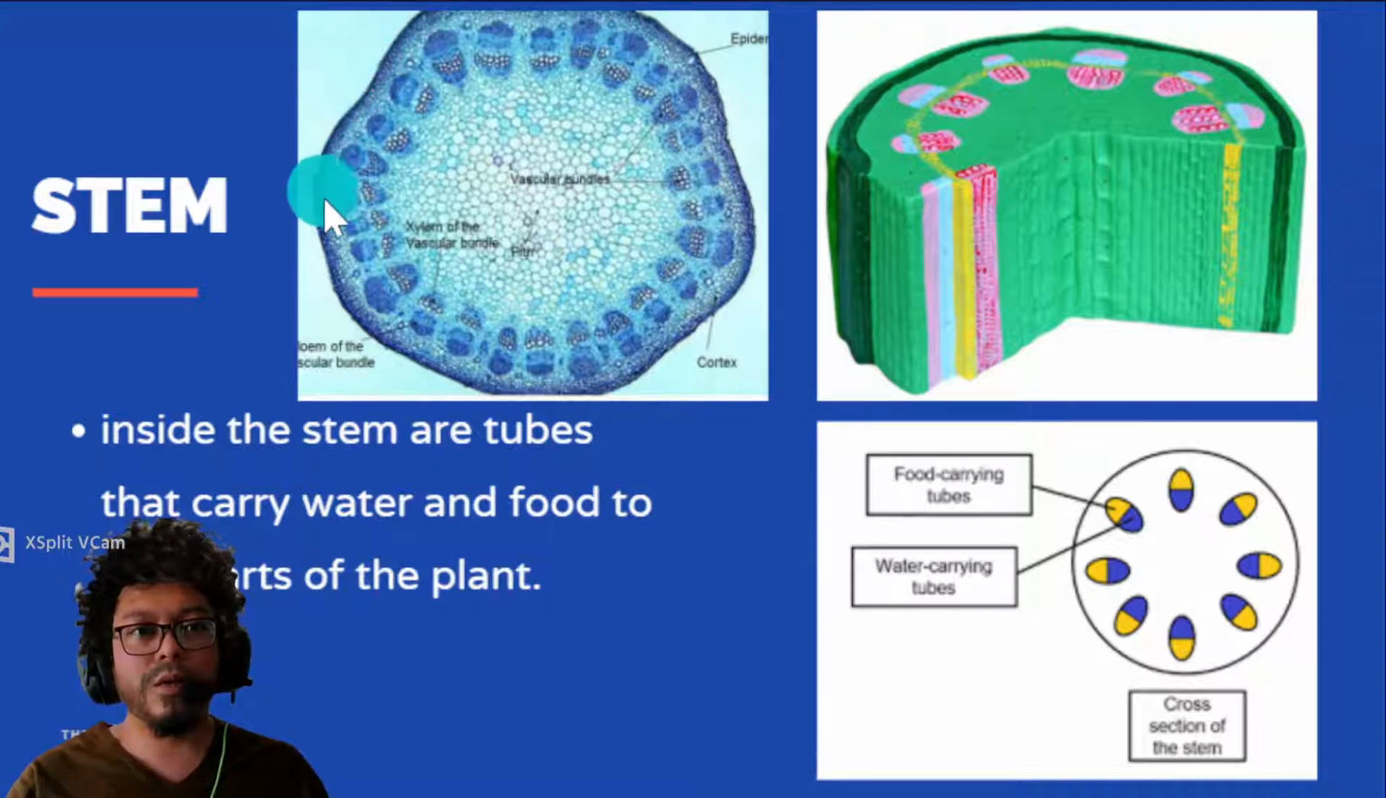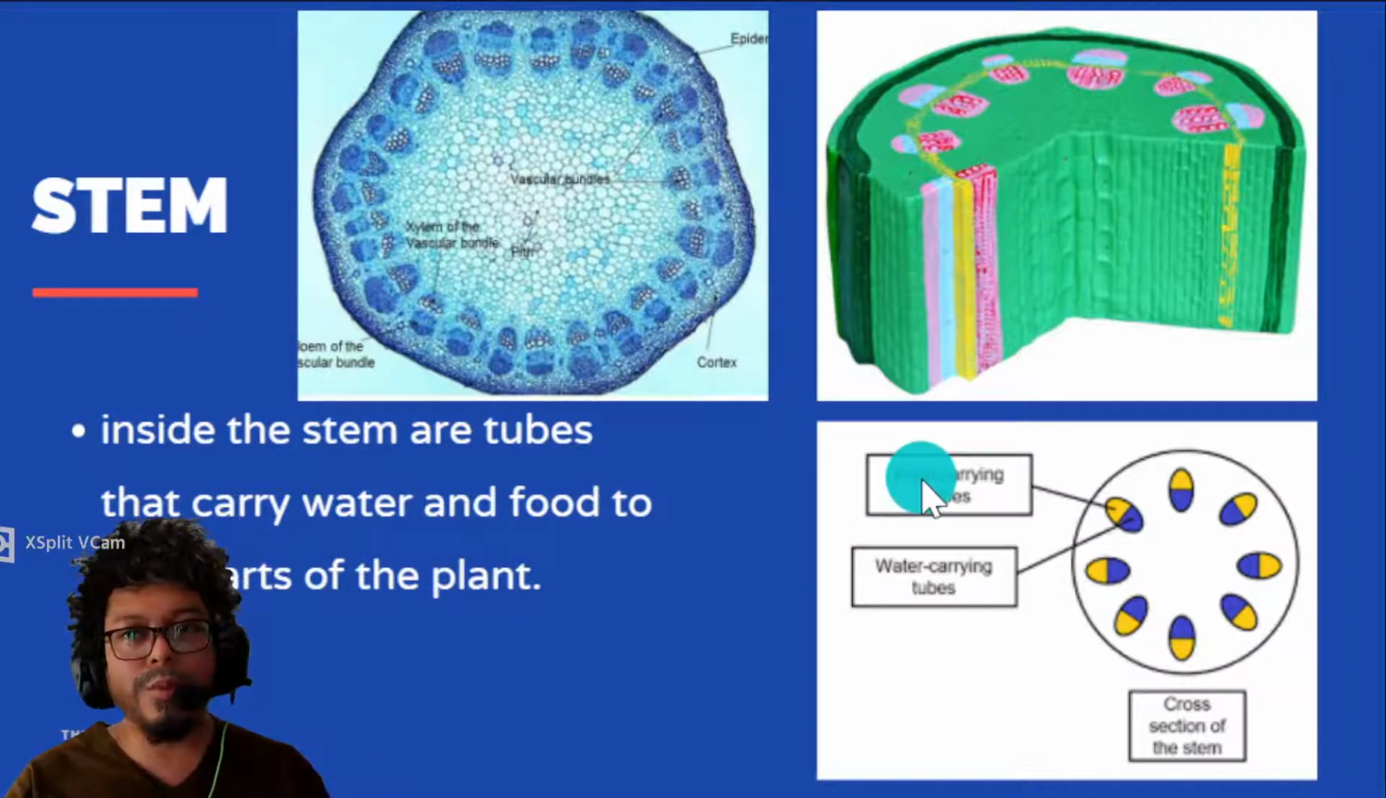Yang di luar ni yang bawa makanan dari daun ke semua bahagian. So inside ni, water carrying tubes. Inside this one are tubes that allow plant to carry water dalam stem. Jadi water tu bergerak. Bukan ia dah berlubang lah. Ia macam berlubang macam pipe, no.